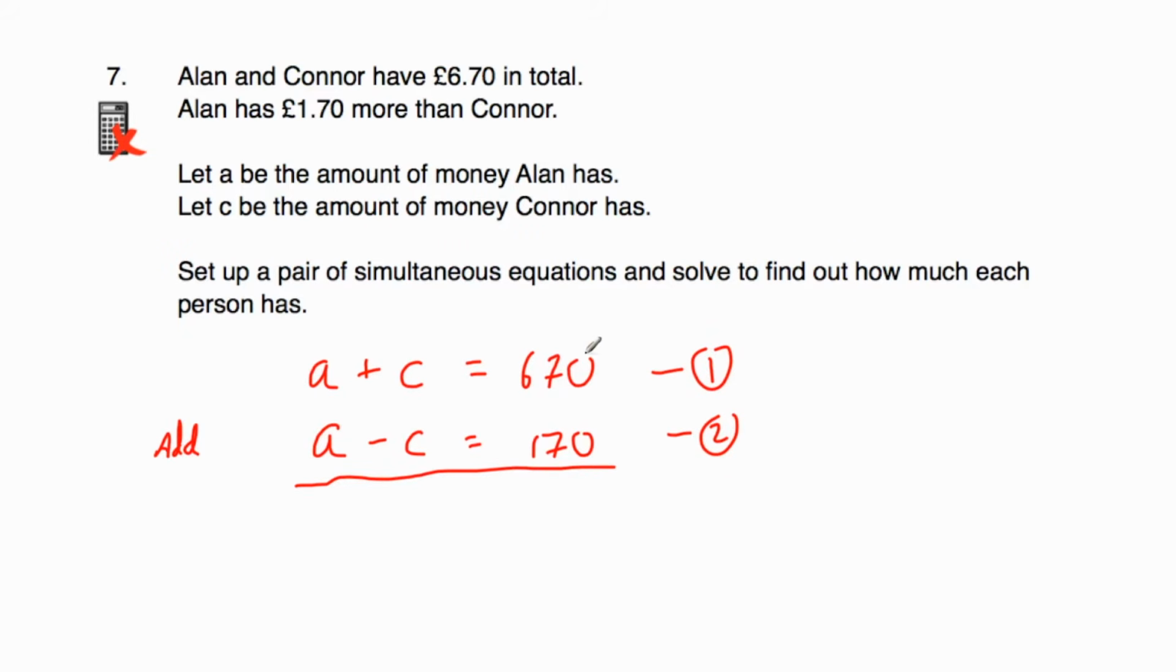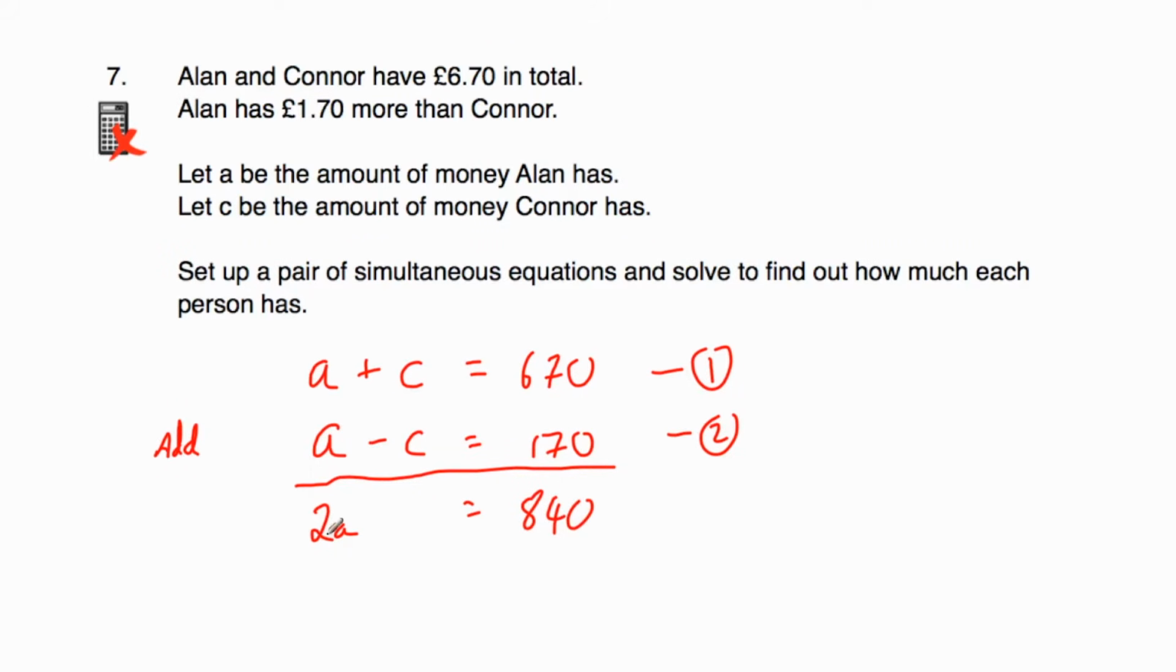I've changed our amount of money into pence. You could deal in pounds. Okay, so let's add the equations. A plus a is 2a. Minus c plus c, or c plus minus c, is 0. And then on the right hand side we've got 670 plus 170 is equal to 840 pence, or £8.40.